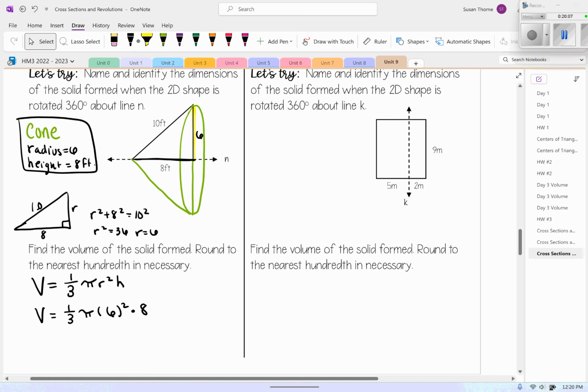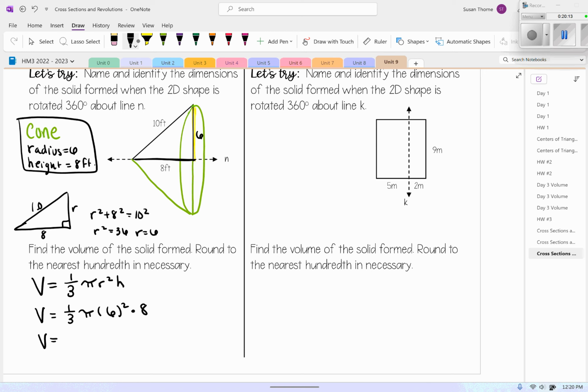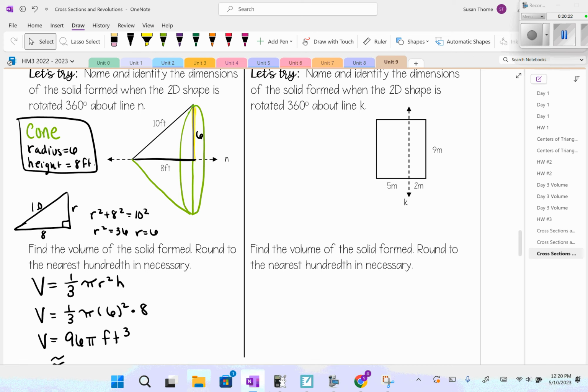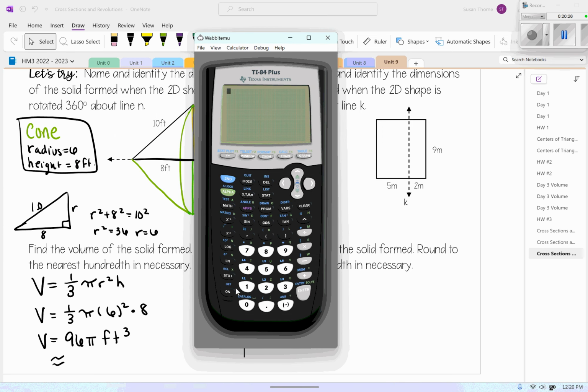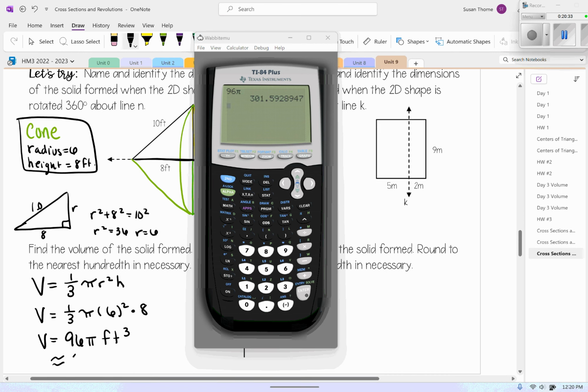So then the next step is to just evaluate. 6 squared is 36, times 8, and divide that by 3. And we get 96 pi cubic feet, because remember it's volume, so it's cubed. If you were to do this in your calculator for the decimal approximation, you would plug in 96, and then second and the caret key gives you the pi. So about 301.59 cubic feet.